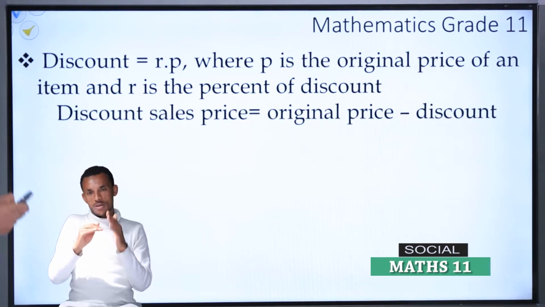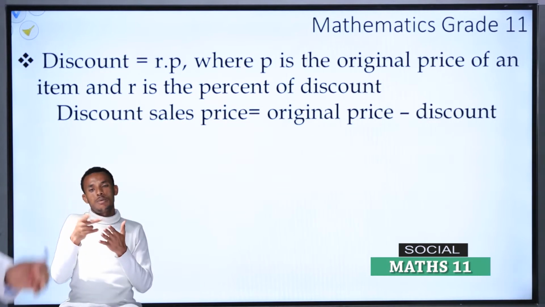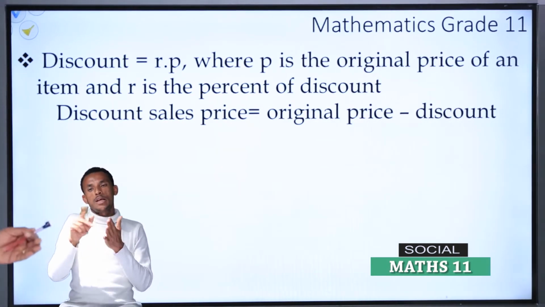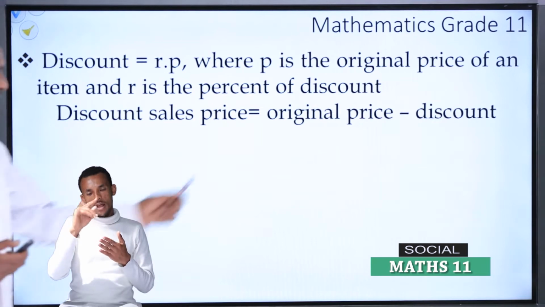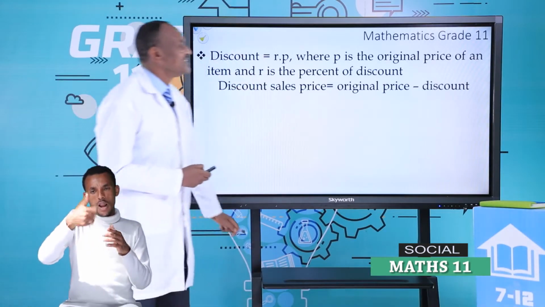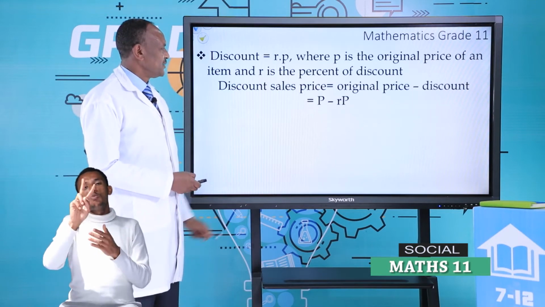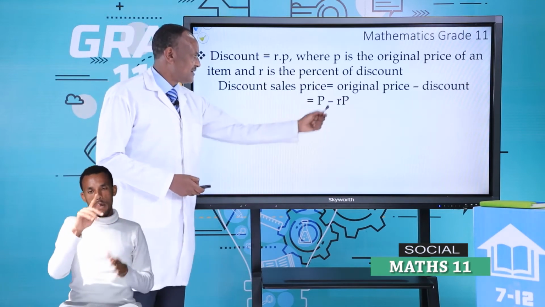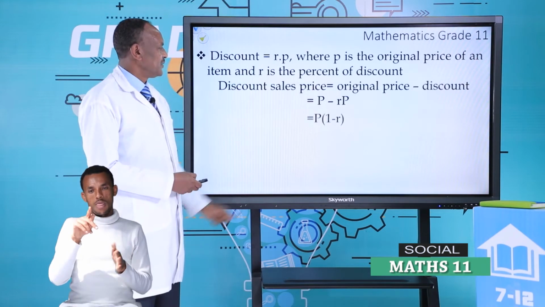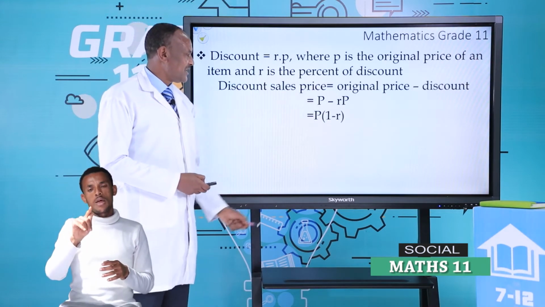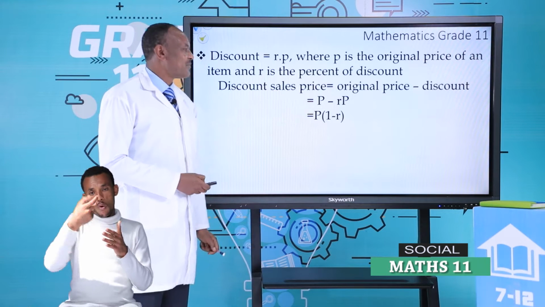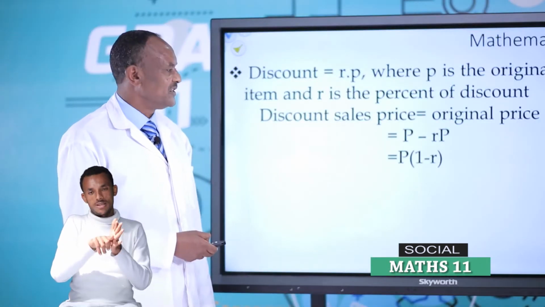The discount sale price is the final price that you pay by negotiation: the original price minus the discount, the difference between the two. So P minus R times P. You have P, the principal or original price, multiplied by 1 minus the rate of discount.